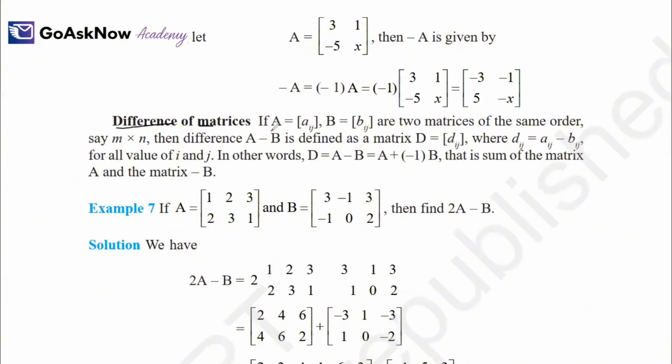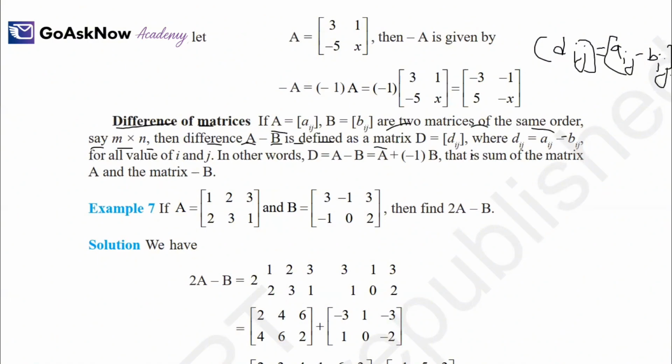If Aij and Bij are two matrices of the same order, say M cross N, then the difference A minus B is defined as the matrix Dij, where Dij is Aij minus Bij. This is the general representation of each element of your difference matrix, for all values of i and j.